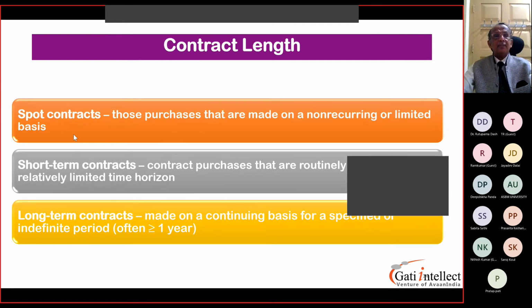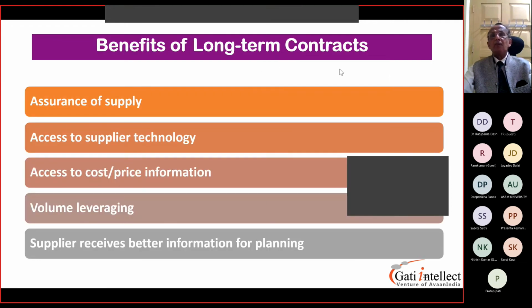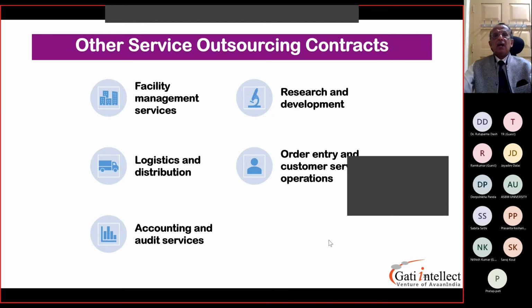Spot contracts, short-term contracts, long-term contracts. Then benefits of long-term contracts: assurance of supply, access to supply technology, access to cost, pricing information, volume leveraging. Then supplier receives better information for planning. Right, now other service outsourcing contracts.